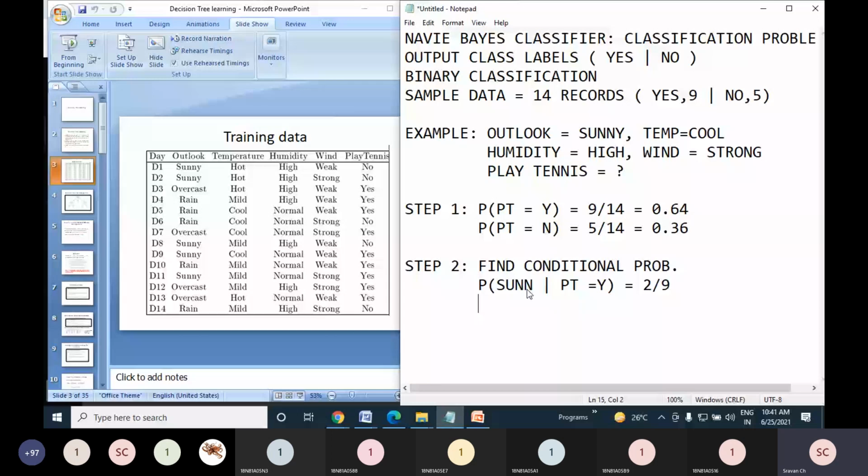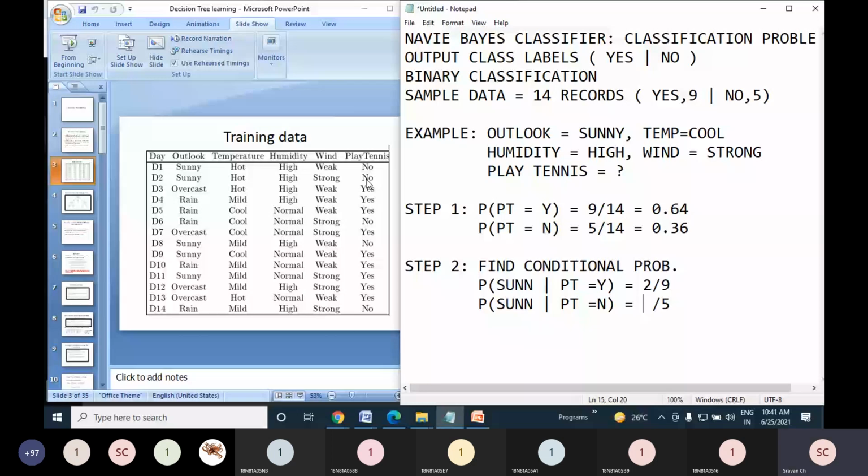This is called conditional probability, right? P of A by B, kind of thing. If it is no, how many times is it no overall? It is no 5 times. In those 5 cases, what is the outlook variable? How many times was it sunny, that I need to check. See the first 2 records, the output is no. What is the value of the outlook variable? Sunny. So sunny and sunny, 2 times occurred and output is no.